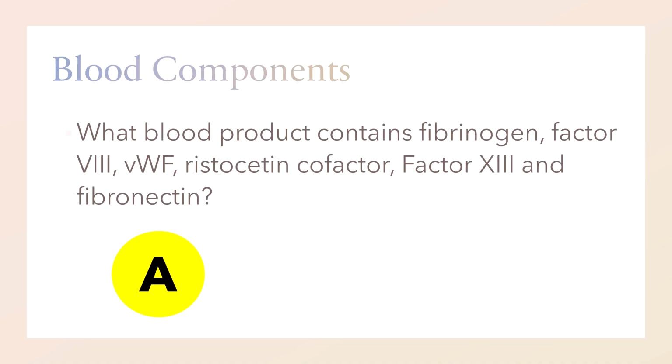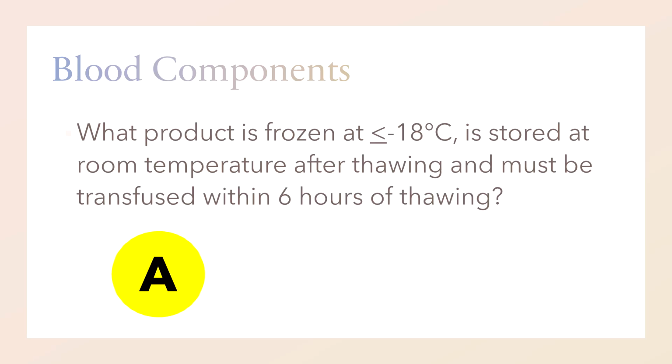Blood components. What blood product contains fibrinogen, factor VIII, von Willebrand's factor, ristocetin cofactor, factor 13, and fibronectin? Cryoprecipitate. What product is frozen at less than minus 18 degrees Celsius, is stored at room temperature after thawing, and must be transfused within 6 hours of thawing? Cryoprecipitate.